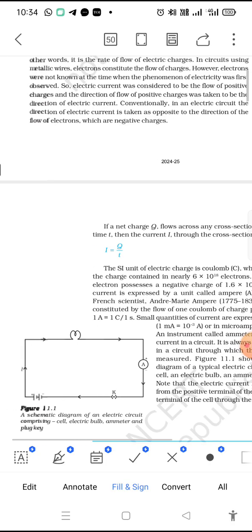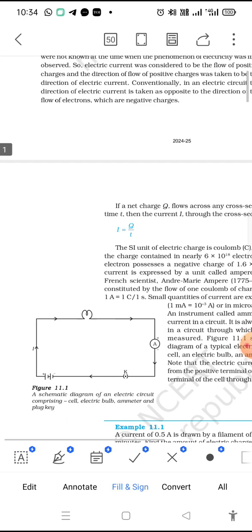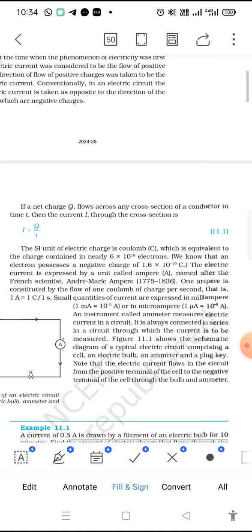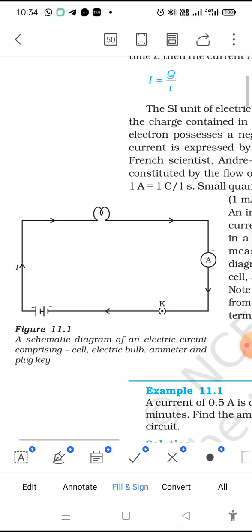Now this figure shows the schematic diagram of a typical electric circuit comprising a cell, an electric bulb, an ammeter, and a plug key. Note that the electric current flows in the circuit from the positive terminal of the cell to the negative terminal of the cell through the bulb and ammeter. So let us have a look at the figure, the schematic diagram of an electric circuit. It comprises a cell, the electric bulb, ammeter, and a plug key.